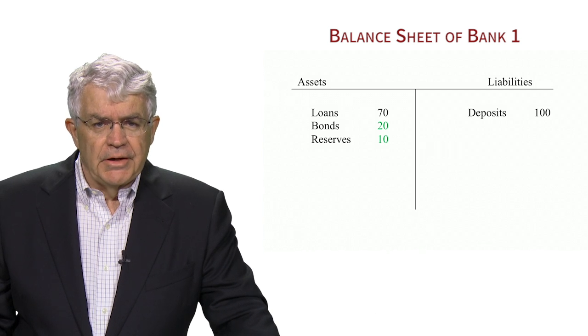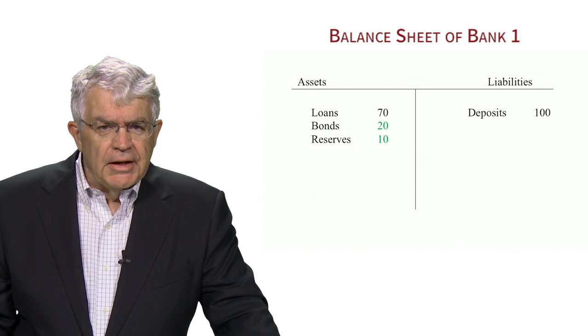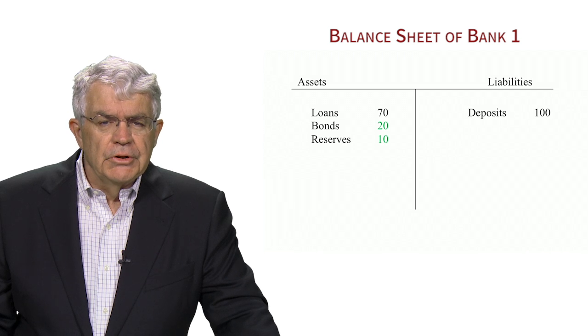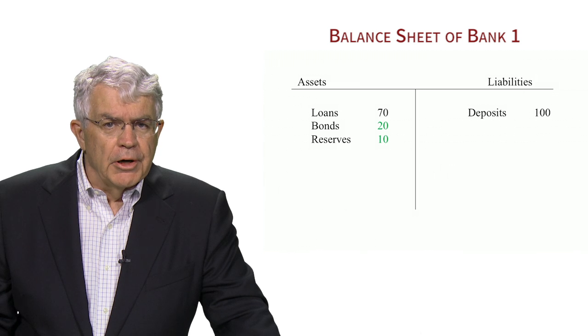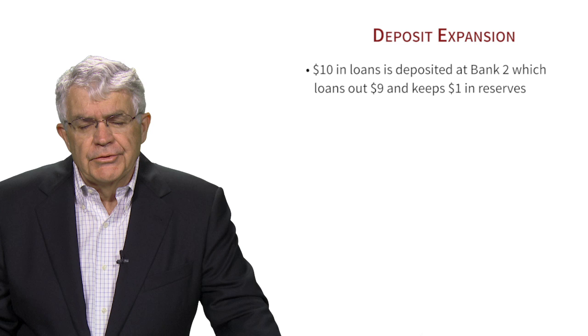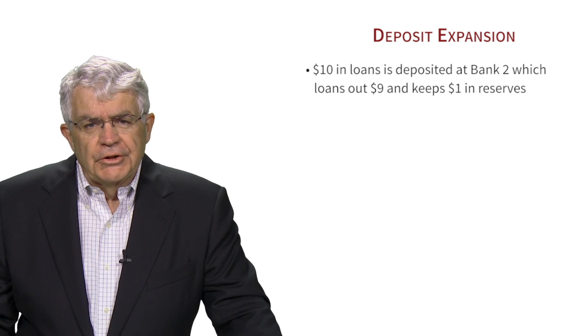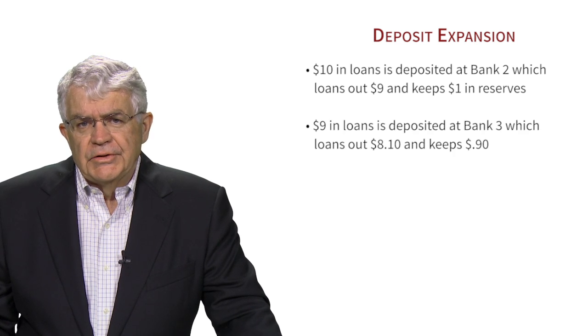But it's not the last step, because the person who got that extra $10 million in loans is going to deposit it somewhere, and let's suppose it deposits it at Bank Two. So the first builder has the $10 million in loans deposited at Bank Two, and Bank Two is going to say, hey, I can loan out some of that 10 because I only need to keep 1 in reserves. So it loans out 9 and keeps 1 in reserves. The firm that got that 9 in new loans is going to deposit it at some other bank.